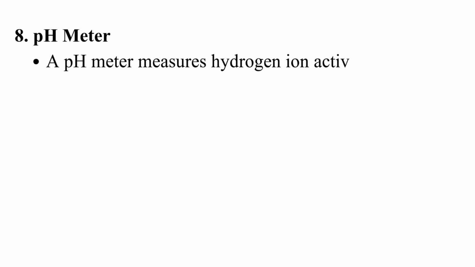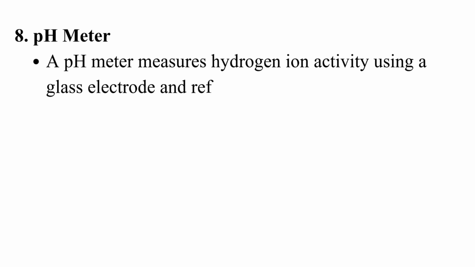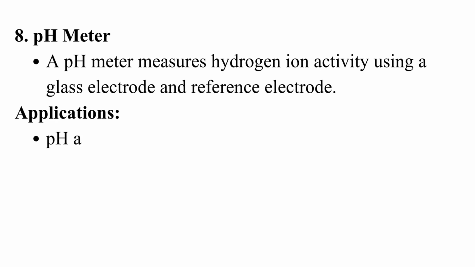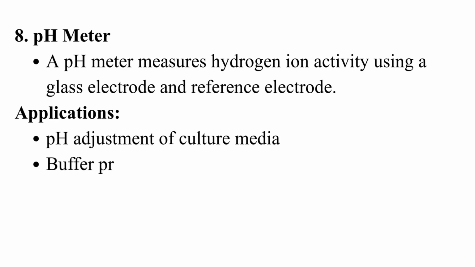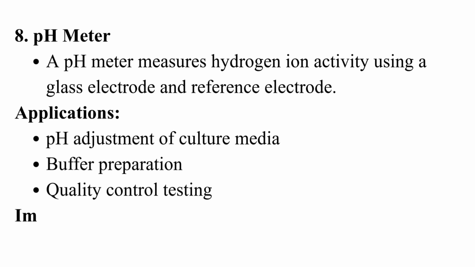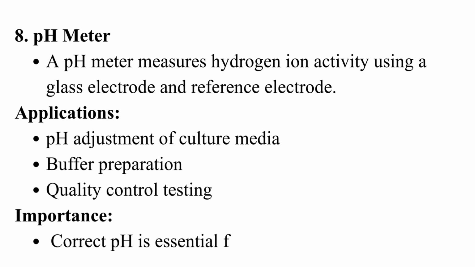pH meter. A pH meter measures hydrogen ion activity using a glass electrode and reference electrode. Applications: pH adjustment of culture media, buffer preparation, quality control testing. Importance: correct pH is essential for microbial growth.